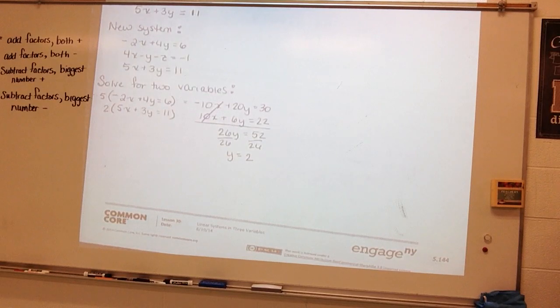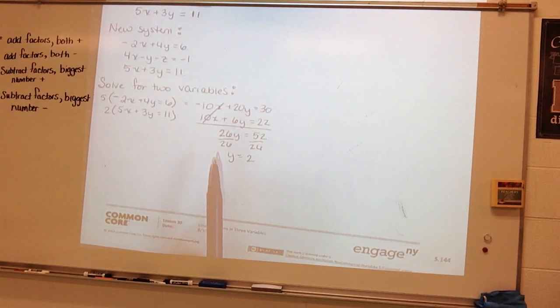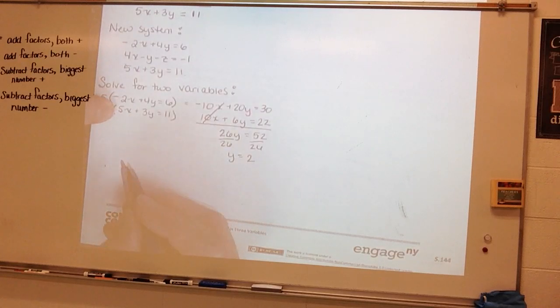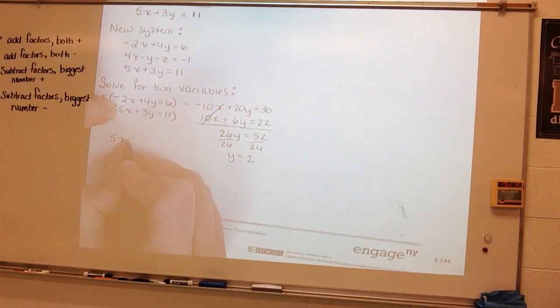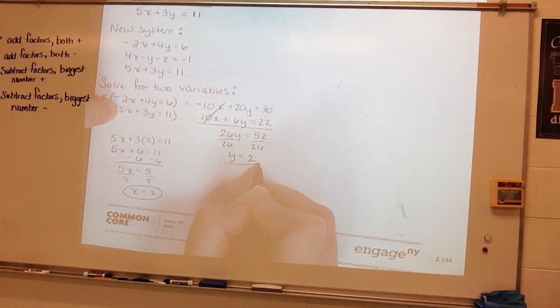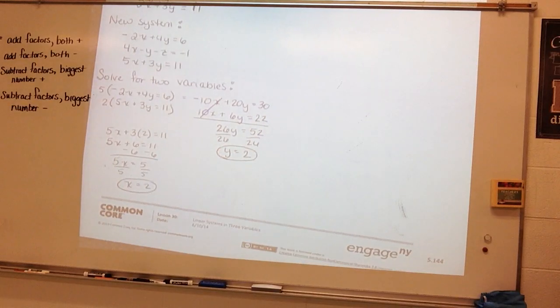Alright, so since I know what y is equal to, I can now go back into one of my original equations and plug that in. So 5x plus 3 times 2 is equal to 11. 5x plus 6 is equal to 11. Subtract 6, I get 5x is equal to 5. Divide by 5, x is equal to 2. So I now know what x is, I now know what y is.